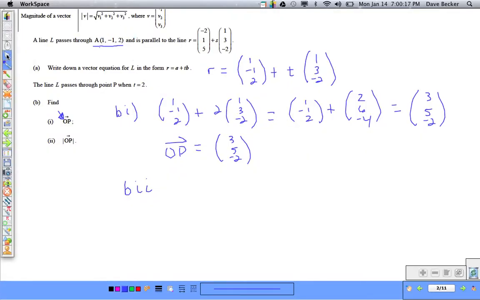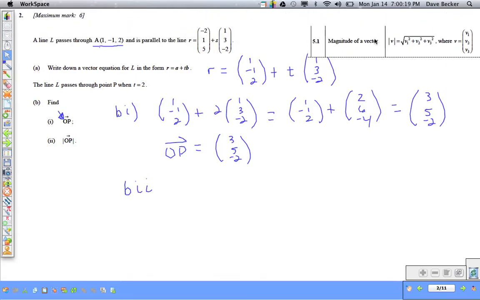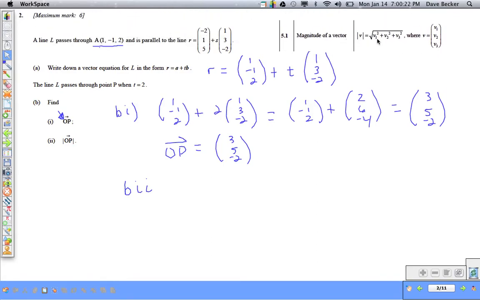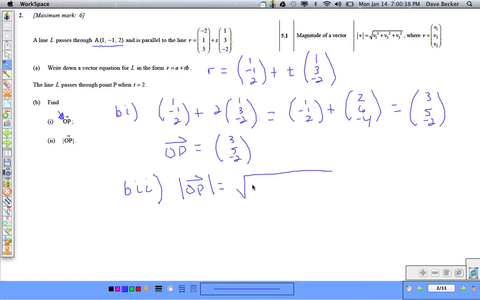Okay, and there it is. So maybe I forgot how to find the magnitude of a vector. It's just the square root of the sum of all its components squared. So the magnitude of OP is equal to the square root of the sum of all of its components squared. So 3 squared plus 5 squared plus negative 2 squared equals the square root of 9 plus 25 plus 4, which is equal to the square root of 38.